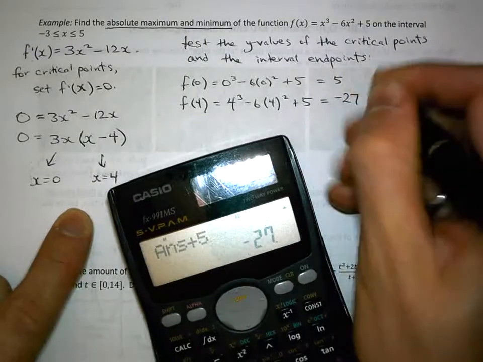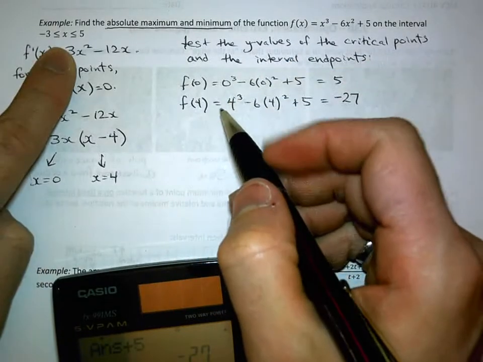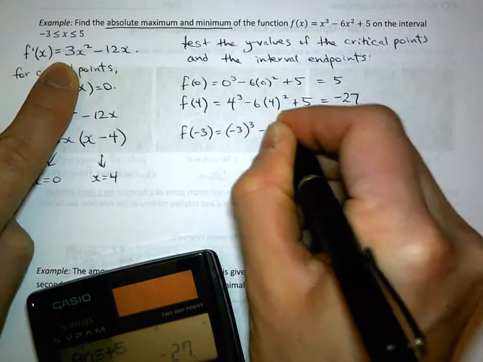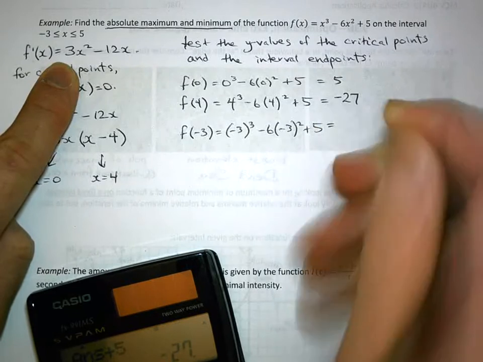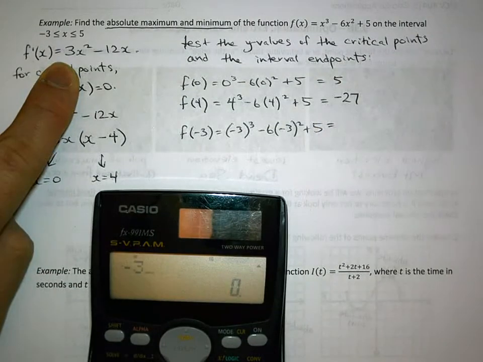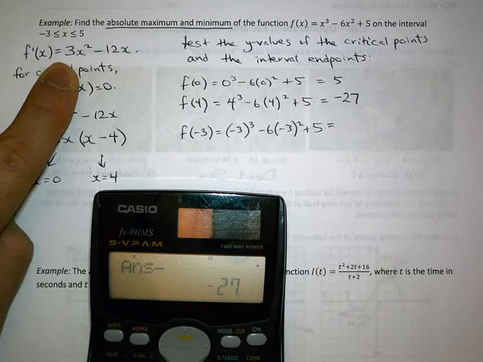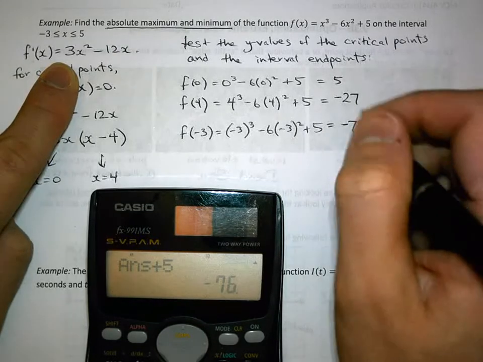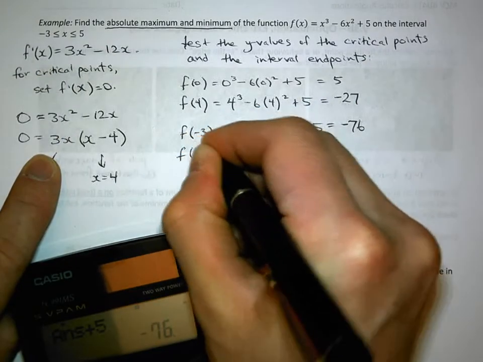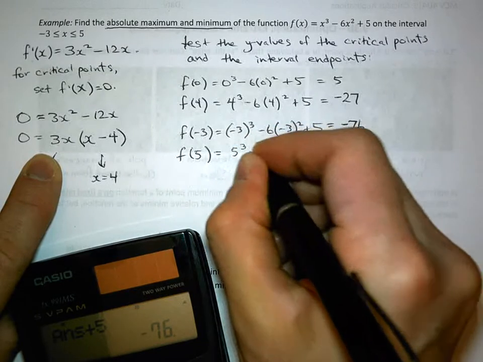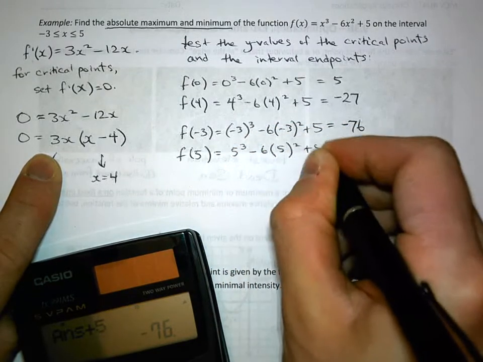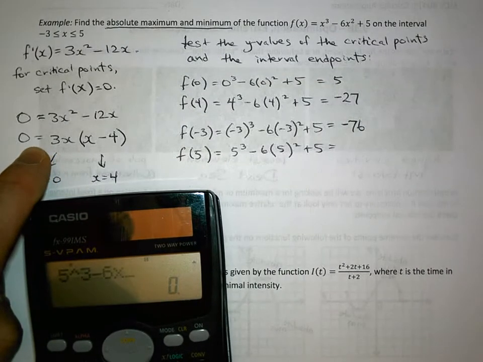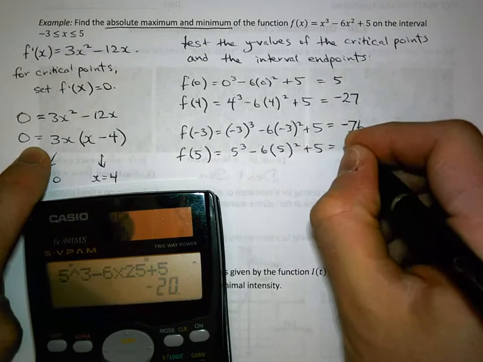That gives minus 27. I need to look at the endpoints now, so I have to look at f at negative 3. That's negative 3 to the power of 3 minus 6 times 9 plus 5, which is negative 76. And then I have f at 5, which is 5 cubed minus 6 times 25 plus 5. So I have 5 to the power of 3 minus 6 times 25 plus 5, and that gives me minus 20.